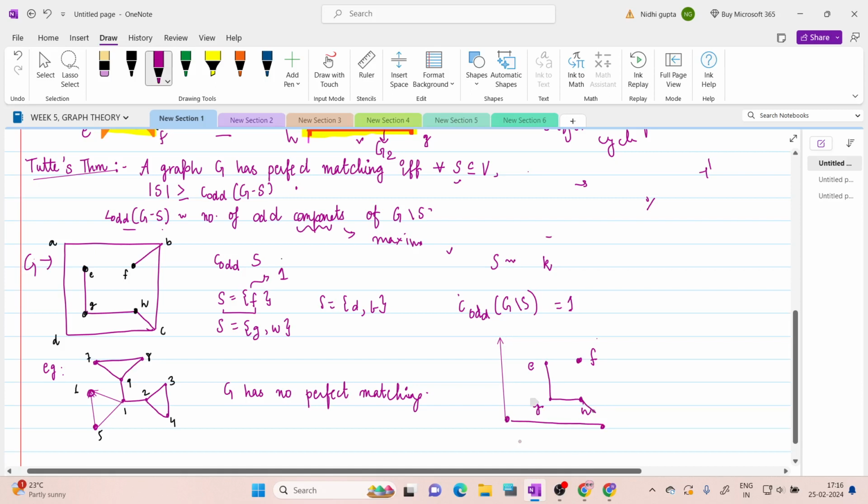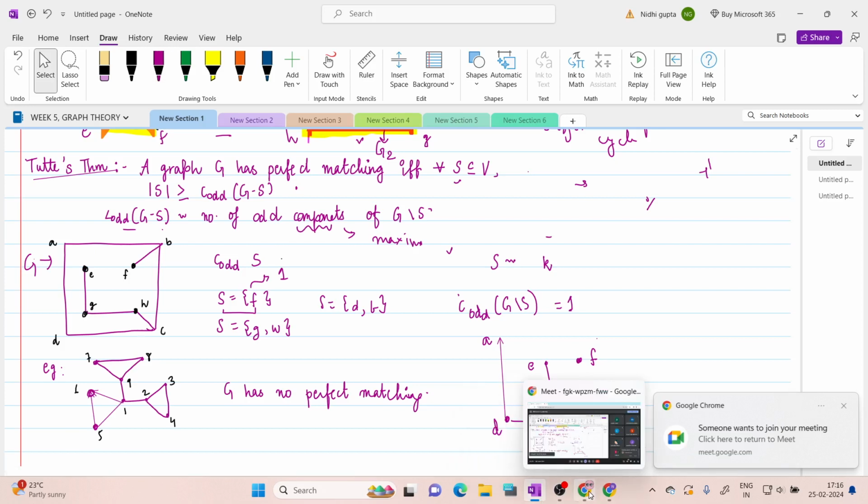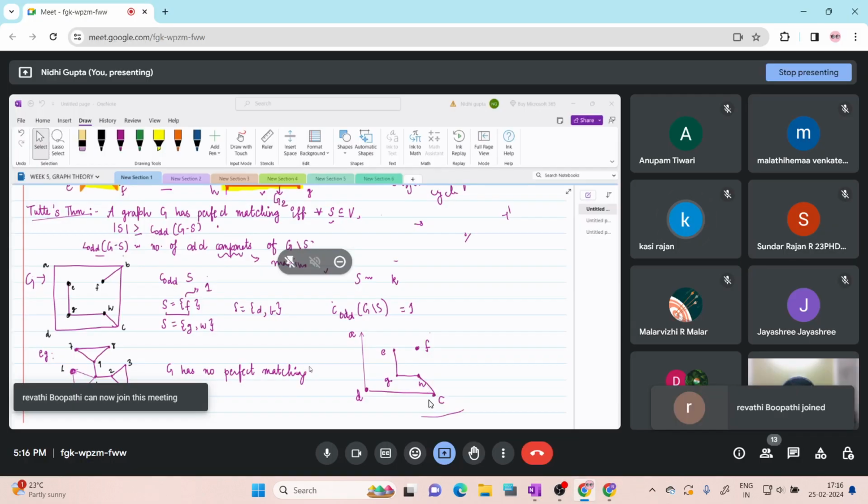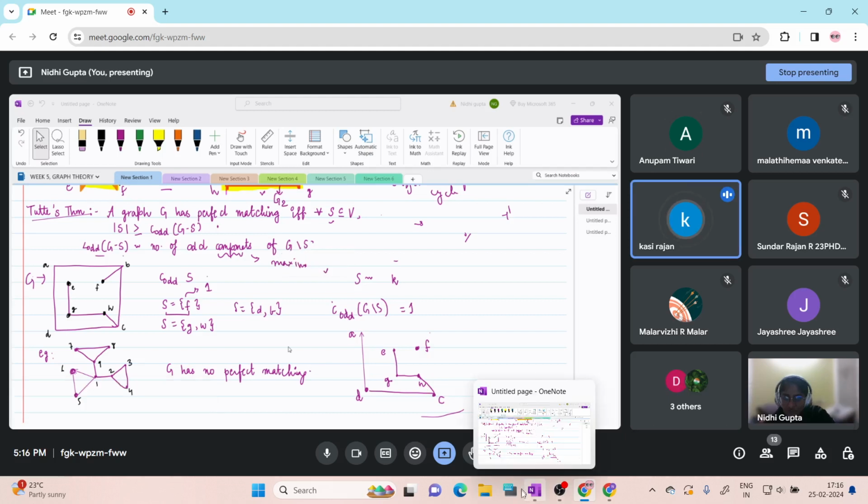So how many odd components do we have here after removal of D and B? My resultant graph is this. If I remove D and B, how many odd components does this graph have now? Just one? One. Yes. So this is also not it.